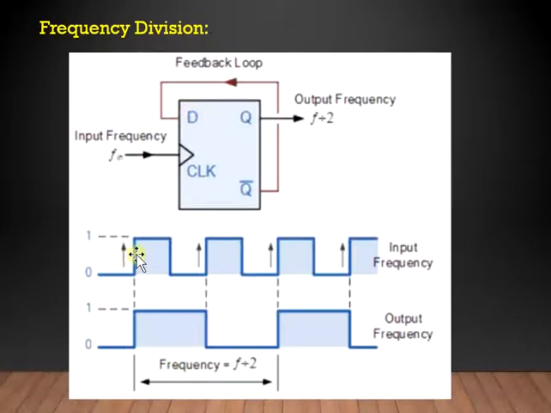So here you can see during one complete cycle of the input frequency, the output Q will change from 0 to 1, whereas during the next cycle of the input frequency the output changes from 1 to 0. So the output Q will last for a period of 2 clock cycles. So hence you can see that the input frequency has been divided by 2.